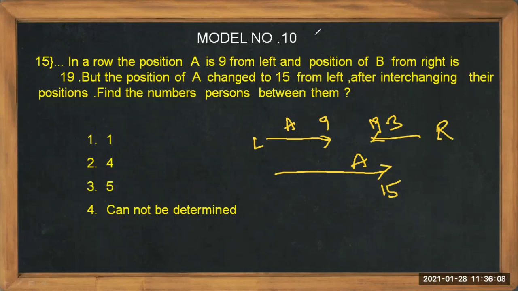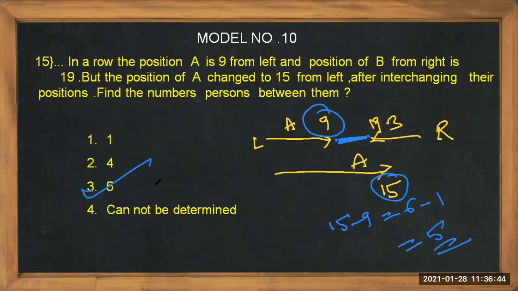So we need to find the number of persons between A and B, how many persons are in the same row between A and B. To find this, just subtract the position of A for the two cases. Then what do you get, my dear students? 15 minus 9 is equal to 6. But we have included A twice here, so one A should be subtracted from the difference. By minus 1 we get 5, which would be the answer. So this is part 3, my dear students.